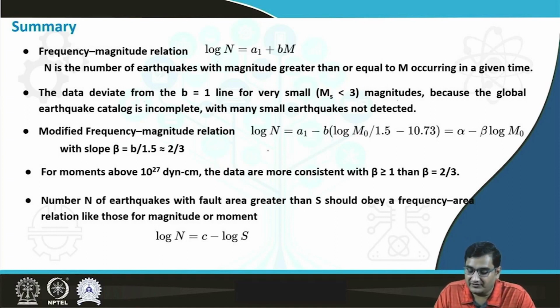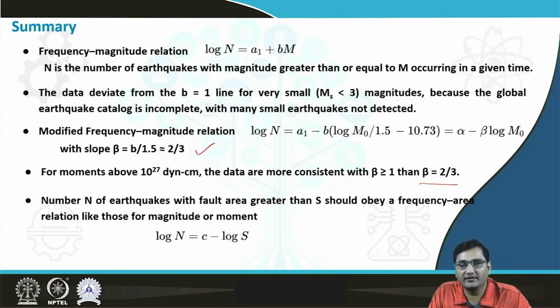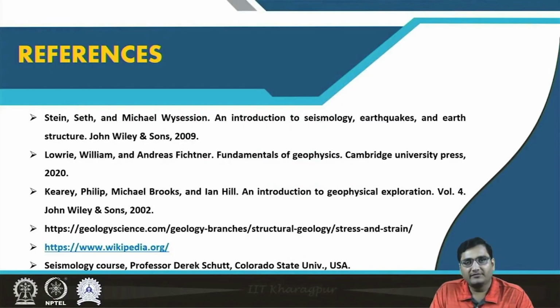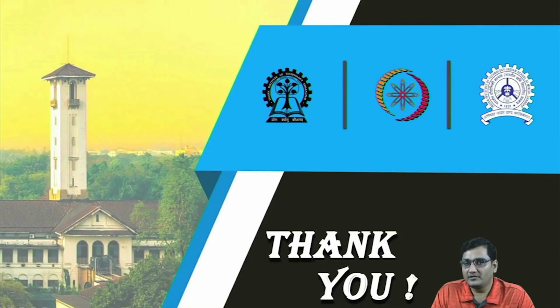The modified frequency magnitude relation in terms of moment magnitude can be given as alpha minus beta log of M naught, with slope beta equal to 2 by 3. For movements above 10 to about 27.9 centimeter, the data are more consistent with beta greater than or equal to 1 than beta equal to 2 by 3. The number of earthquakes with fault area greater than S should obey a frequency area relation like those for magnitude or movement, that is log of N equal to c minus log of S, where S is the area. These are the references, and now we will meet for lecture 5 of module 11.